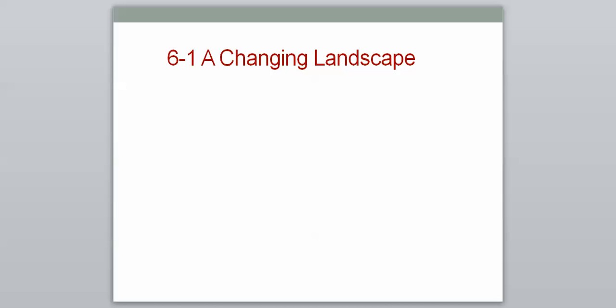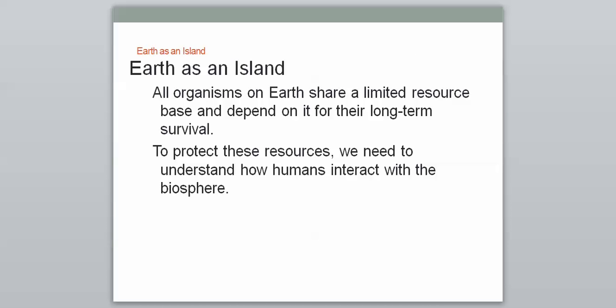And so the first section is called the changing landscape. The first thing we need to take a look at is the concept of Earth as an island. We need to do this because all organisms on Earth share a limited resource base, and they depend on it for their long-term survival.